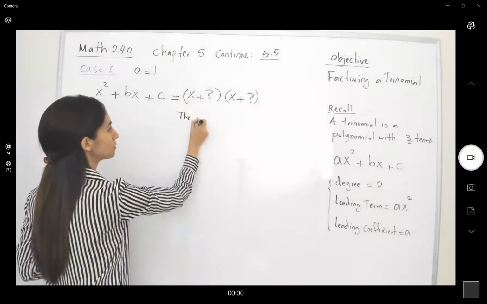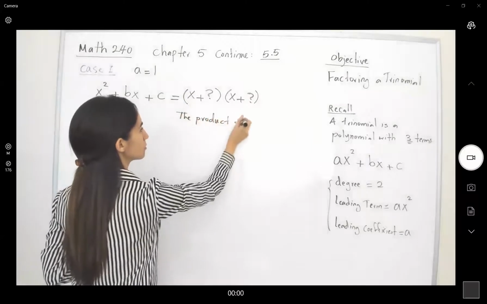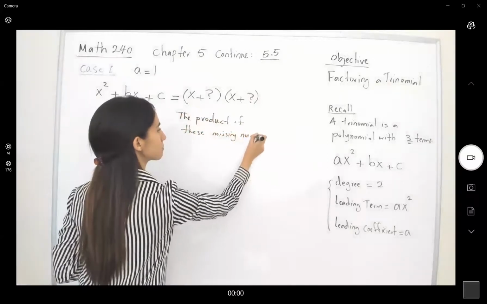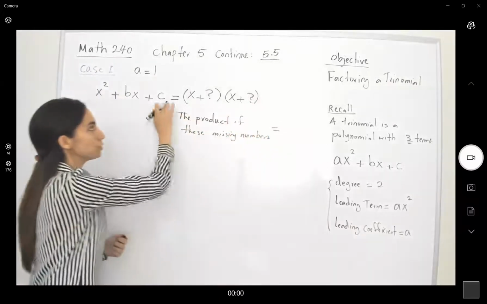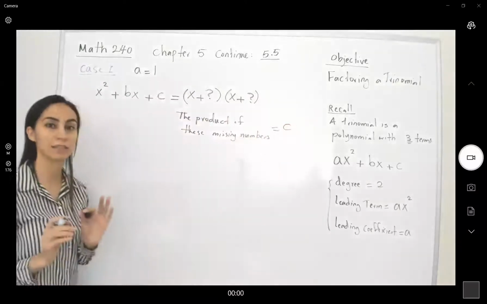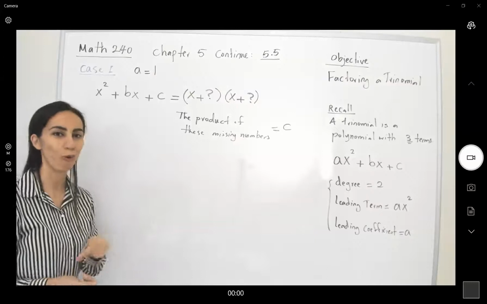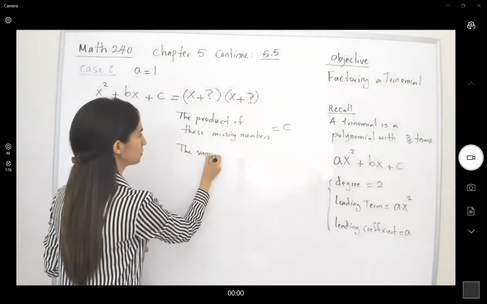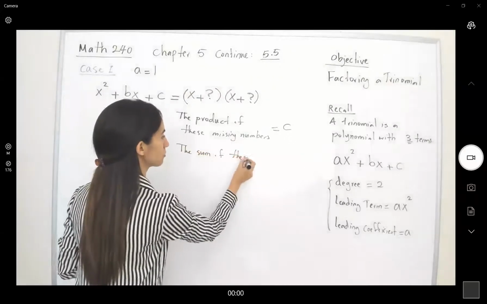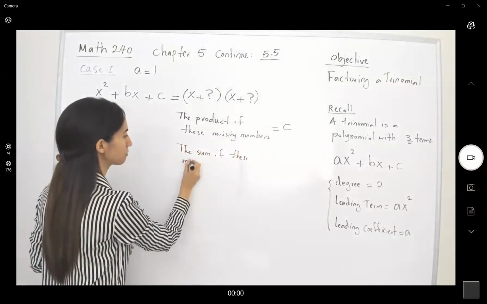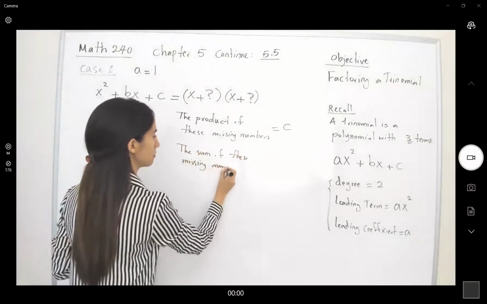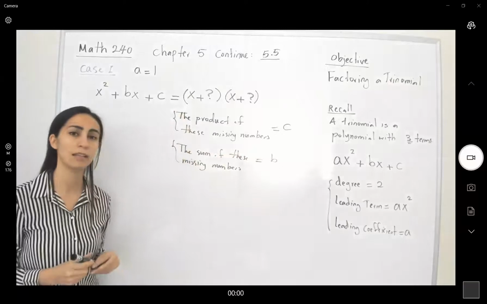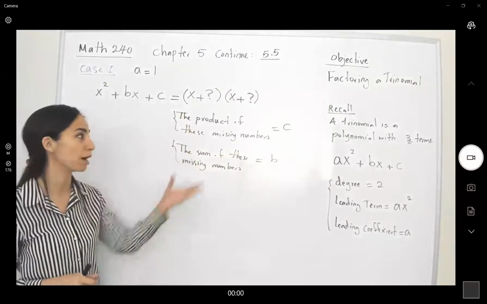The product of these missing numbers is equal to c, and their sum is equal to b, the coefficient of x. The sum of these missing numbers is equal to b. Well, let us go over one example to feel more comfortable about the process.